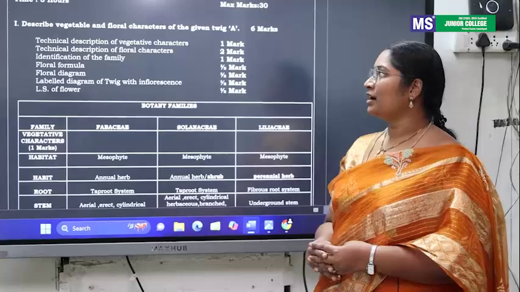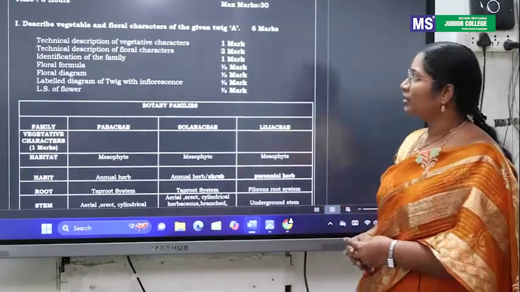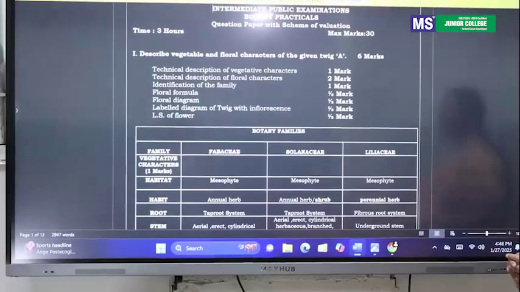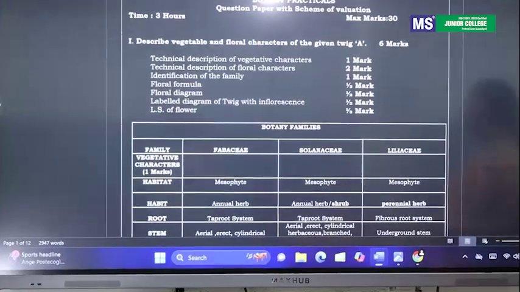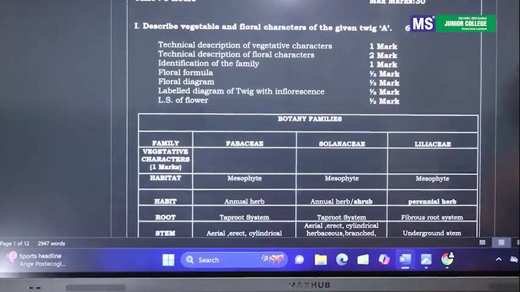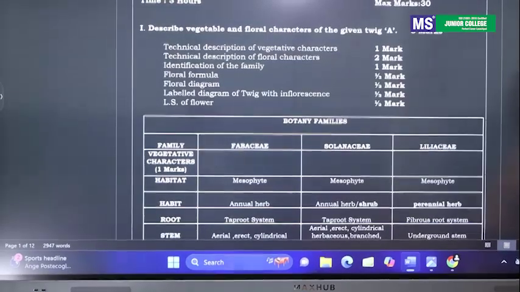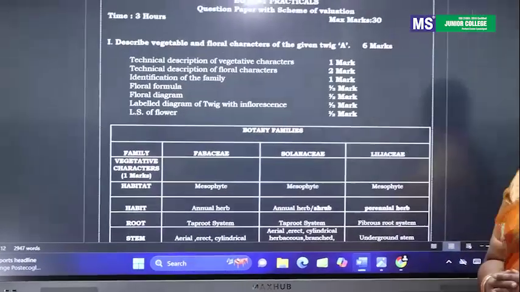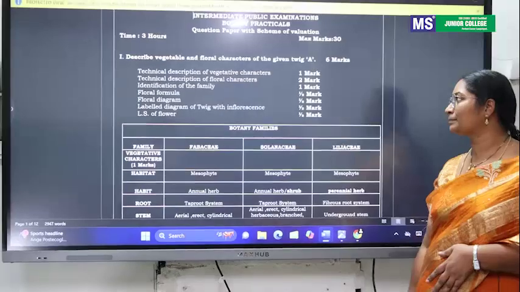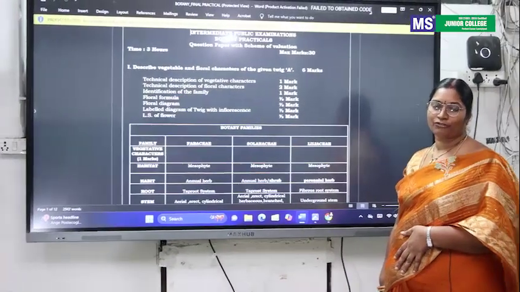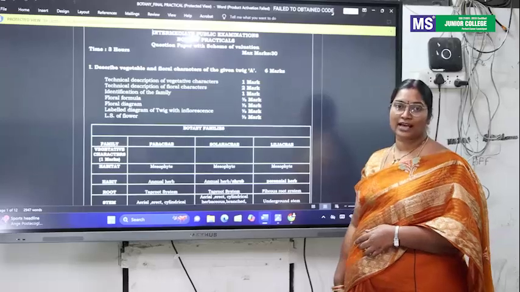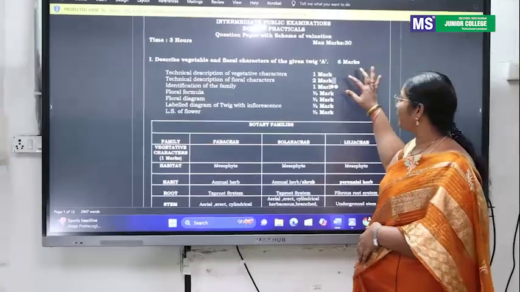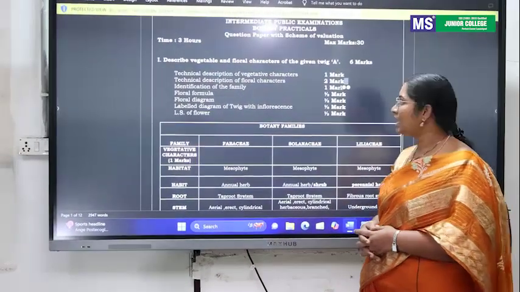The first question is about describing the given family or twig. They will give a certain twig to you. You need to find out what kind of vegetative characters and floral characters it has, and after seeing those we need to find the family. After that you need to write the description, floral formula, floral diagram, and the labelled diagram of the twig with inflorescence as well as LS of flower. Here they have mentioned how many marks are allotted for each point.